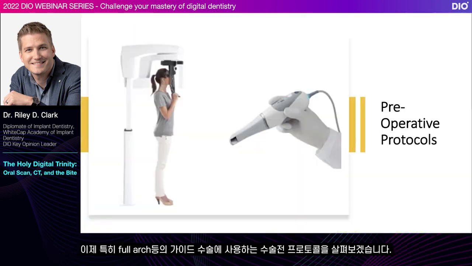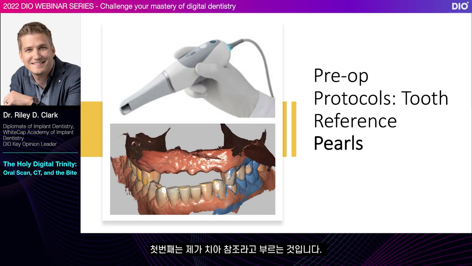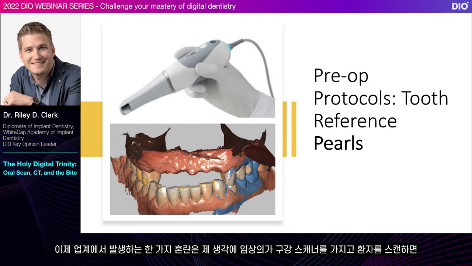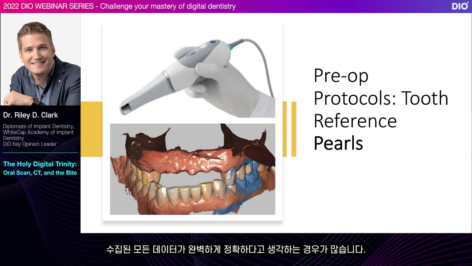So these are our pre-operative protocols for our patients for guided surgery, especially full arch. So first is what I call the tooth reference. This is accomplished from an intraoral scanning device, and that data serves the purpose of representing where the teeth actually are. Now, one confusion that is out in the industry, in my opinion, is that often clinicians think that if I take my intraoral scanner and scan the patient, whatever data is collected is perfectly accurate. I would disagree. There can be problems that occur.